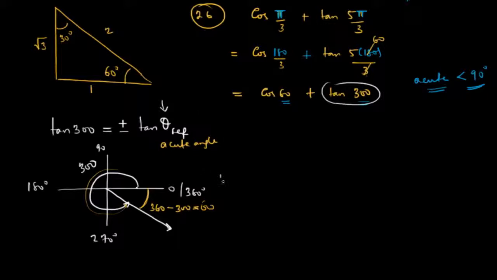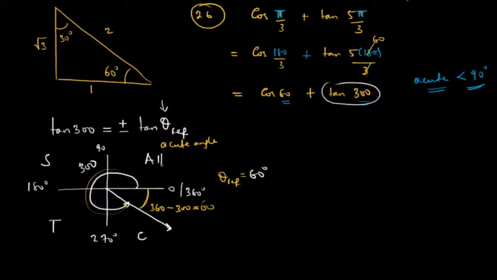So we know theta ref equals 60 degrees. Now the next thing is, which sign is it going to take? Is it going to be plus or minus? So you recall that this is for All, this is for Cosine, this is for Tangent, while this is for Sine. So that's ACTS.